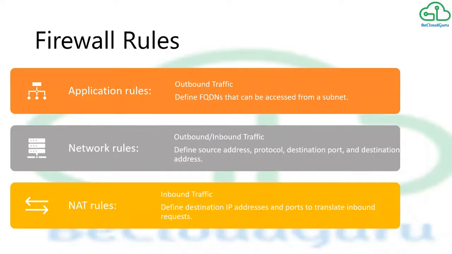Then we have NAT rules or DNAT rules, which are applicable to inbound traffic. Here you will define the destination IP address and ports to translate your inbound request, as if you were trying to do an RDP onto a VM which is kept in a subnet or a virtual network protected by Azure Firewall. You will use NAT rules to reach that VM from the internet.